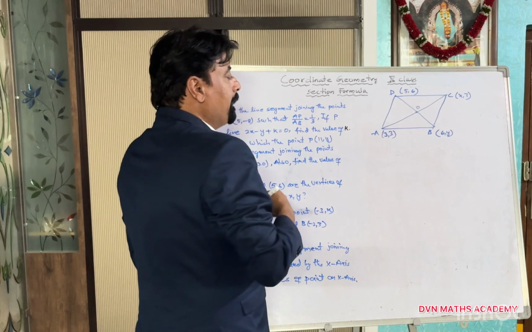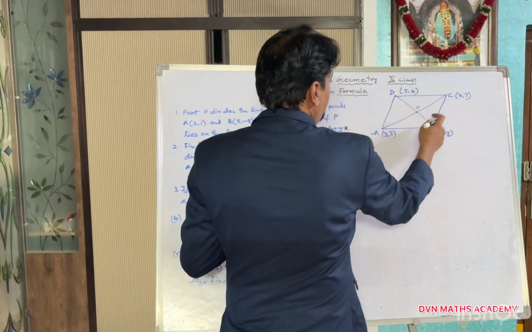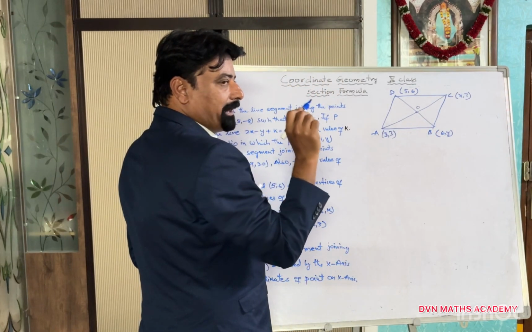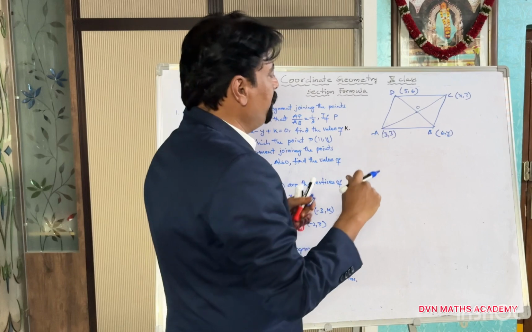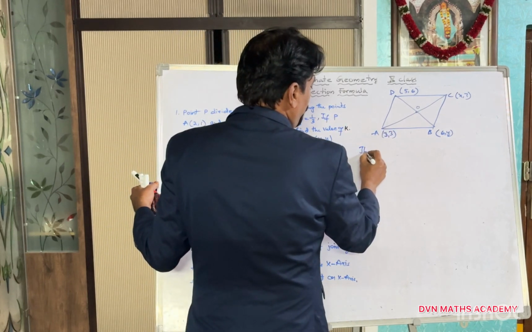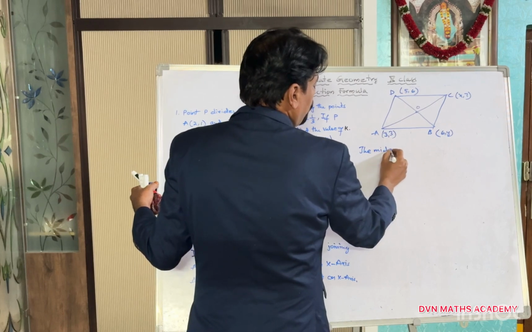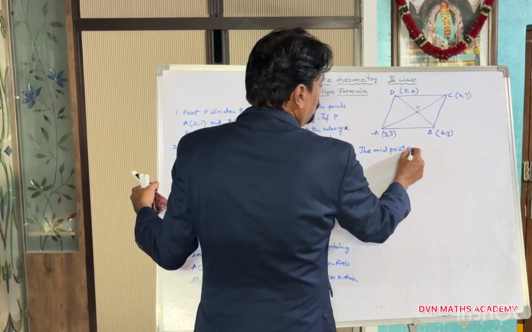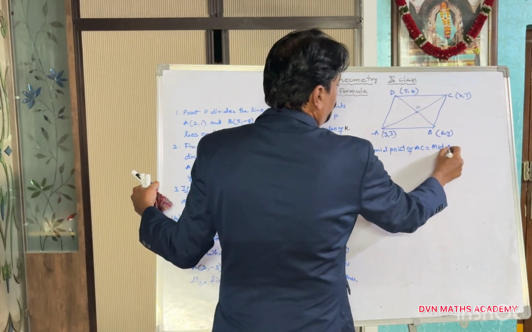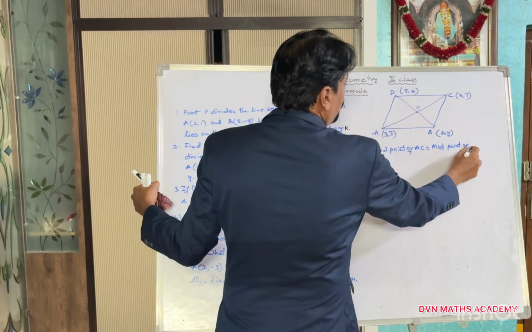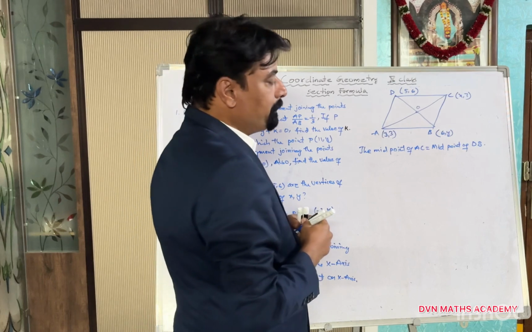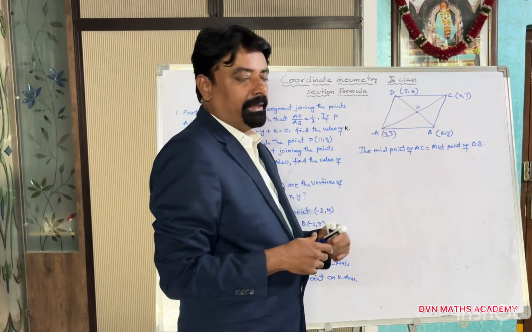What does this mean? O is the midpoint of AC, and O is also the midpoint of BD. Bisecting means making two equal parts. Therefore, O is the midpoint of both diagonals. That statement I am writing here: the midpoint of AC is equal to the midpoint of DB. According to the properties of a parallelogram, diagonals bisect each other. Therefore, the midpoints of the diagonals should be equal.